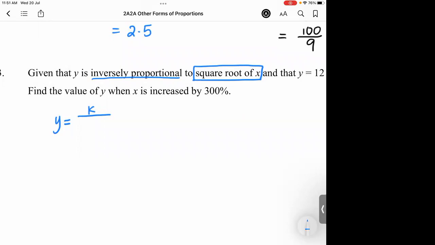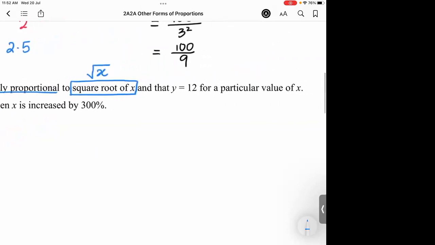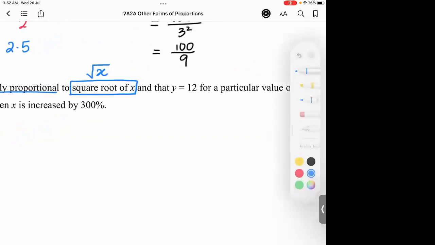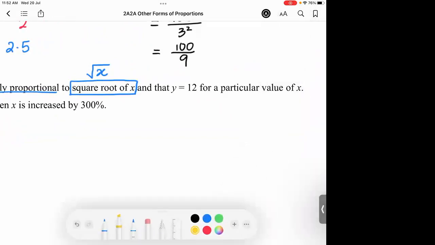Do you know what the square root of x looks like? It looks like that, right? So this one over here is the square root of x. We also have the same thing: y equals 12 for a particular value of x. So y is equal to 12. I don't know what the x value is.